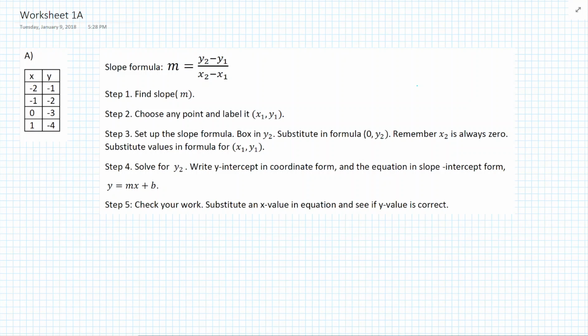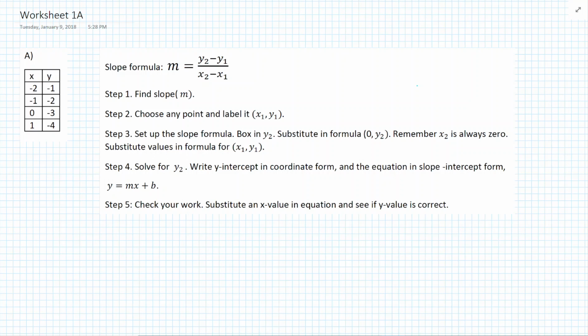Hello, we're going to be working on problem 1a, using the slope formula to determine the y-intercept, which is expressed as (0, y) in coordinate form for the linear relationship.